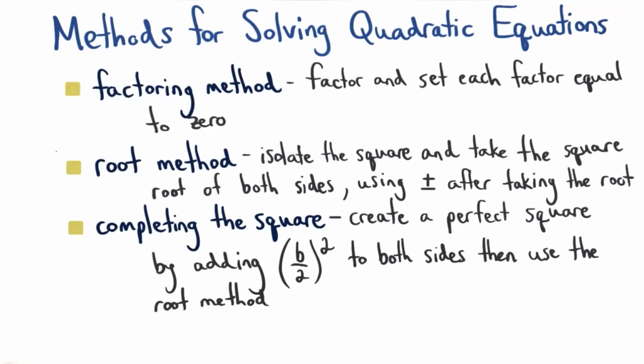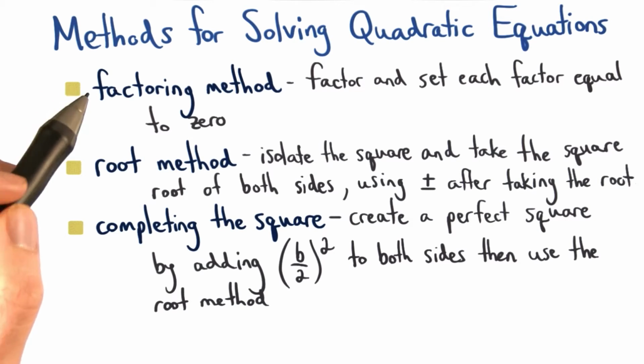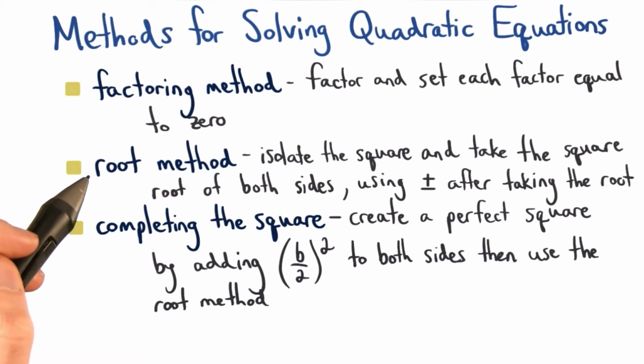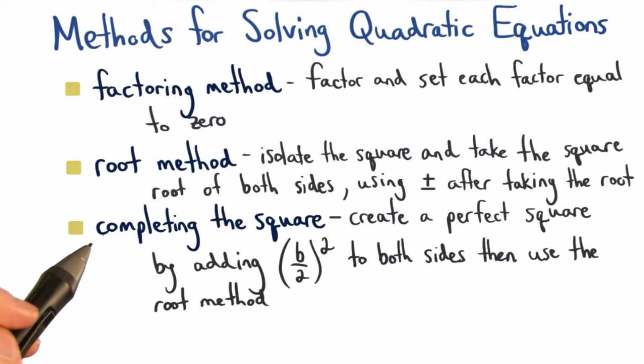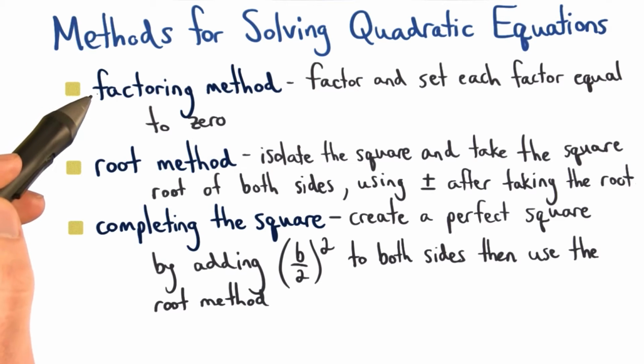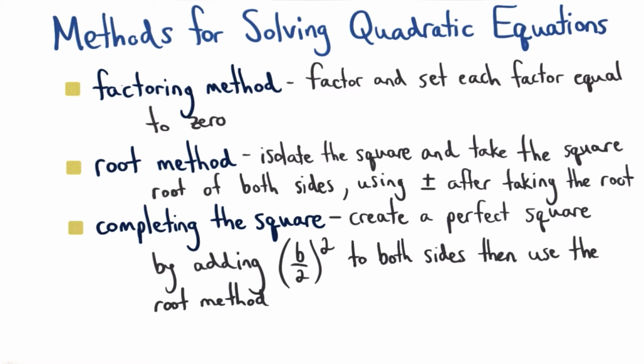Here are the methods we've learned so far to solve quadratic equations. We first started by reviewing factoring, then we looked at the root method, and finally we completed the square. Factoring is perhaps the easiest method if we can factor a quadratic equation. If we can't factor it, then we'll want to use one of these two approaches in order to get our solutions. And if none of these three methods will work, we have one last method that will always work.